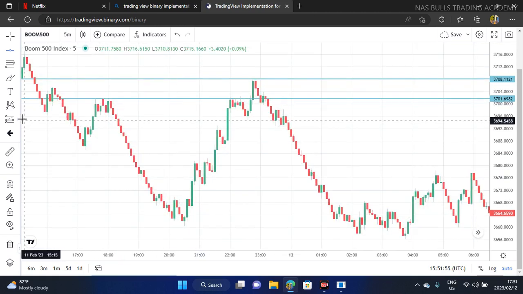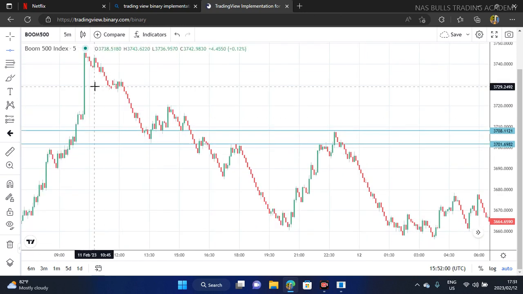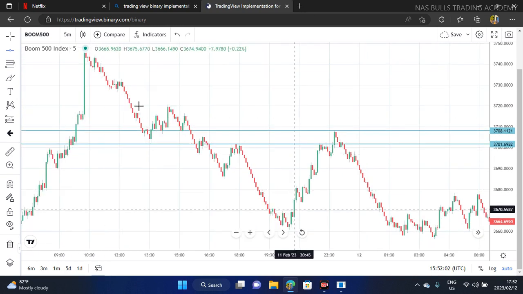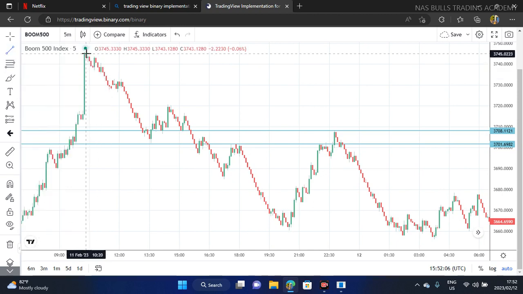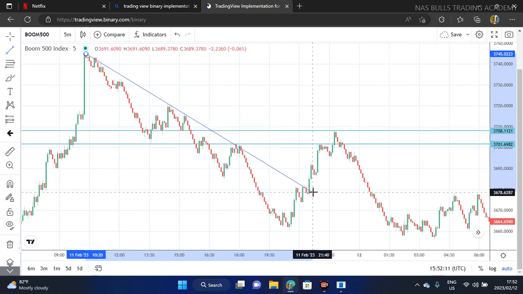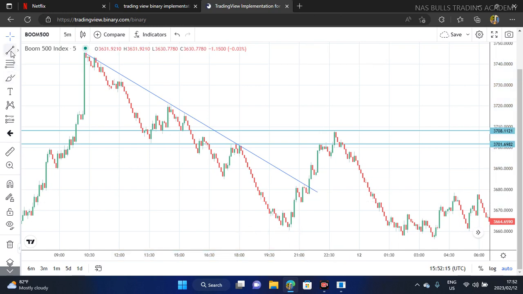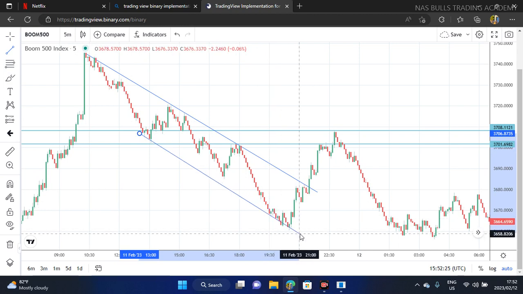Upon checking the chart here, we can clearly see that the market was on a downtrend, starting from this point to this point down here. Let's leave this one because it will confuse us. Then let's mark this one.